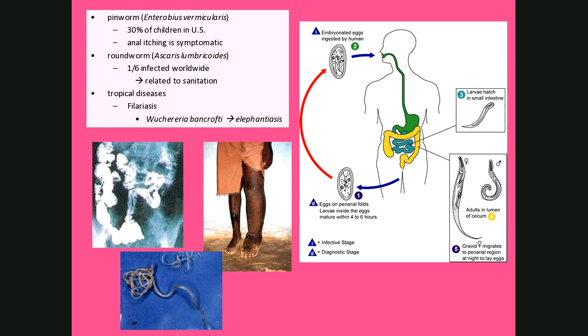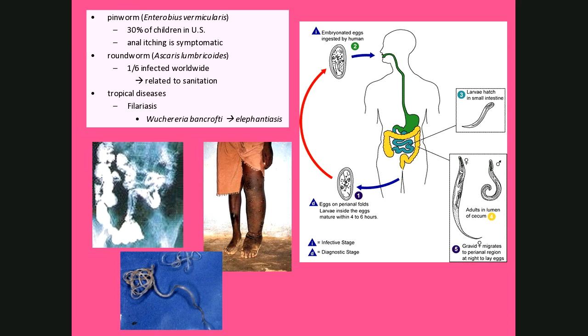About 30% of children in the United States have had pinworms at one time in their life. The symptom is anal itching. The reason for the anal itching is, if you look on the right, I've got the life cycle of the pinworm. Let's start with number 2. The embryonic eggs are ingested by a human. In children, that happens a lot because children put lots of things in their mouth, like dirt, and many times those eggs, nematodes living in the dirt, they'll ingest some of those eggs.